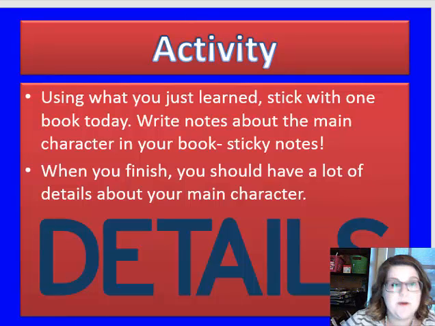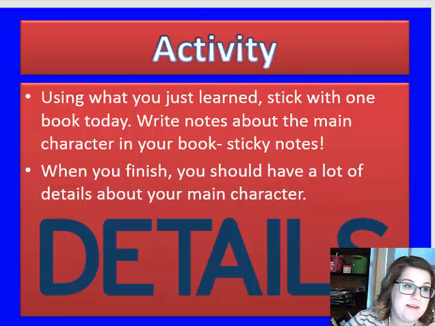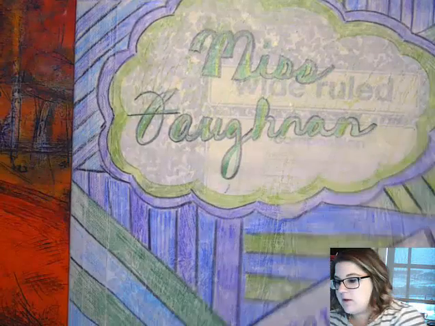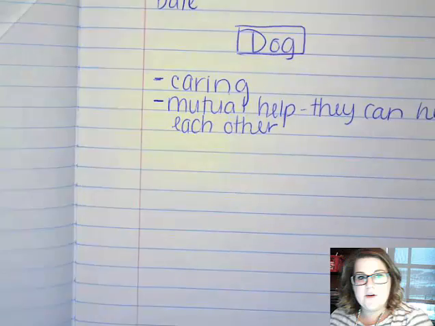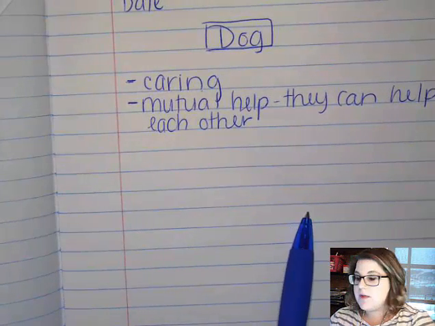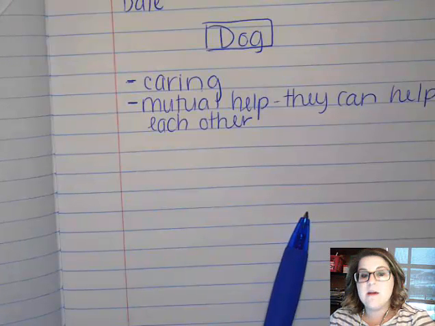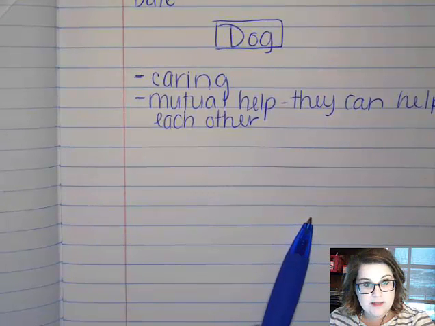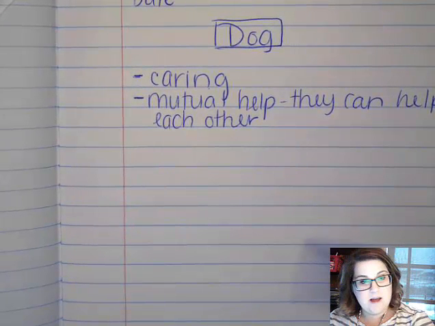What we're going to do is apply this to your own reading today. So you're going to stick with one book today as you're reading, and I'd like you to write notes about the main character in your book. You can use some sticky notes to keep track of it while you're reading, but where I'd like you to end up transferring them to is our notebook here. So right underneath it, you can write the name of a character in the book that you are reading, whatever book that may be. It should be a fiction book or a narrative book to make sure you have a main character. What are you noticing about that character?